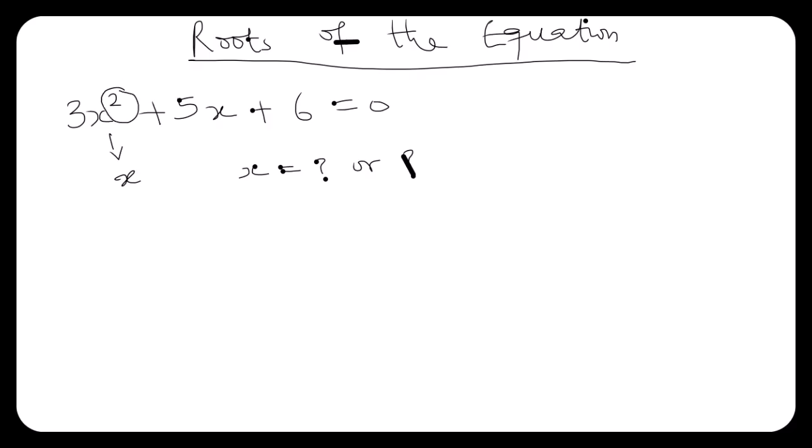Of your unknown. So in this case, the highest power of our unknown is 2. Therefore, we are going to get 2 values for x, which is going to be the root of the equation. If the highest power of x we have here is 3, that means we are going to get 3 values for the equation, which will be the roots of the equation, and so on. If you have the highest power of the unknown to be 4, that means you must get 4 values.